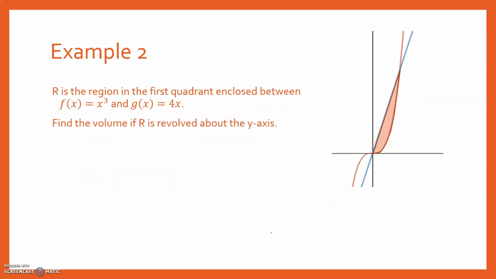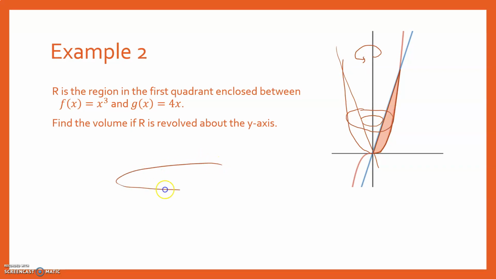For example 2, we have the region in the first quadrant enclosed between x cubed and 4x, and this time we're going to spin it around the y-axis. Because the region is not shaded all the way to the y-axis, when we spin it, we're going to have a gap, and so it's going to be a cone shape that's cut out of the middle, and then a bowl shape on the outside.